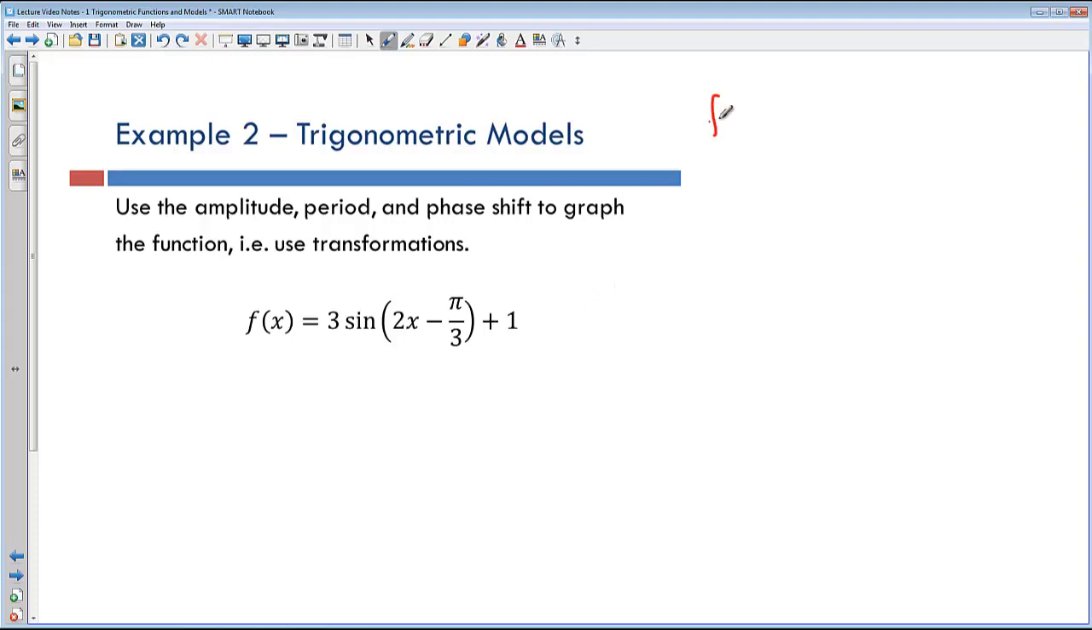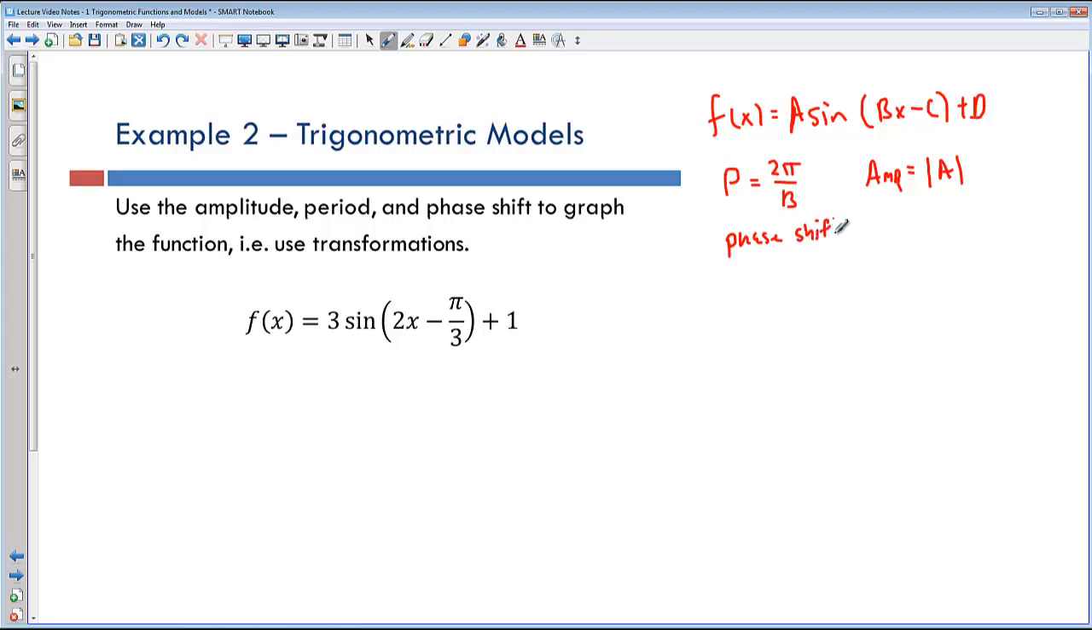So here is our general formula: f of x is equal to a sine of bx minus c, plus d. I know my period, p, is given by 2 pi over b. My amplitude is given by the absolute value of a. And then, of course, my phase shift is given by c over b.